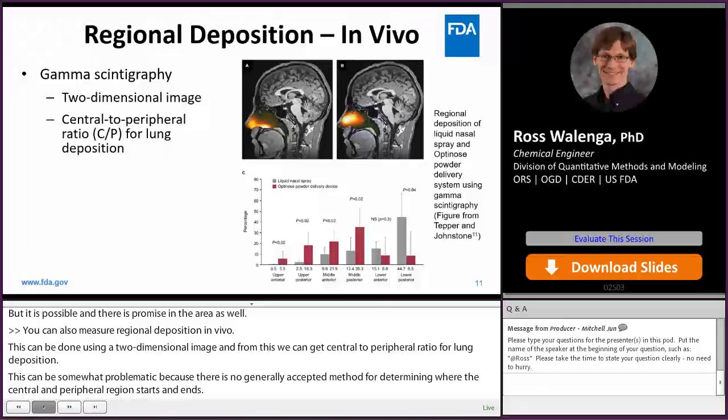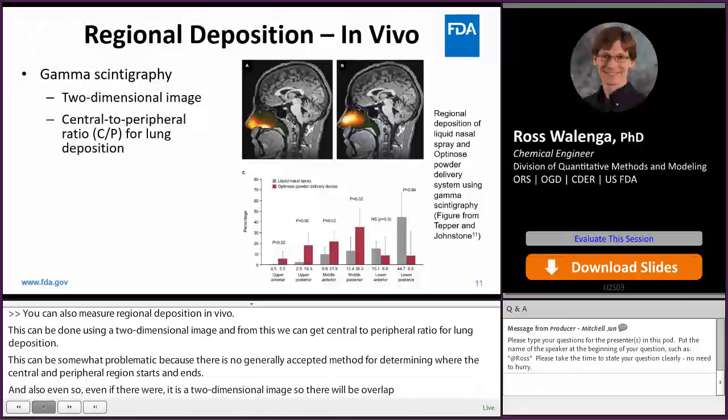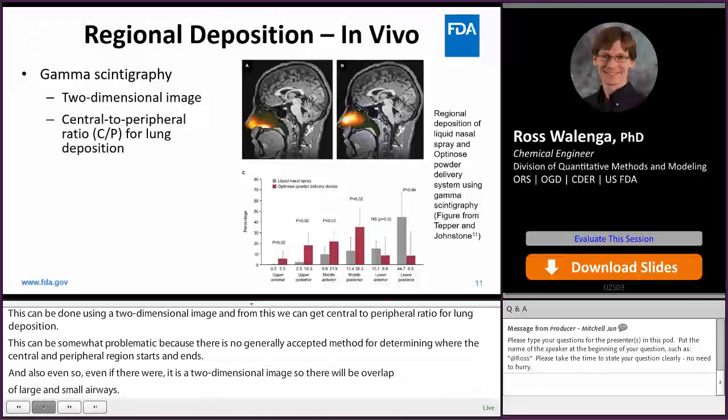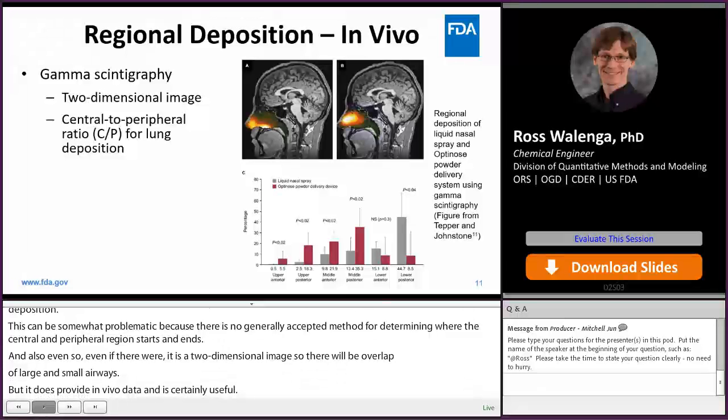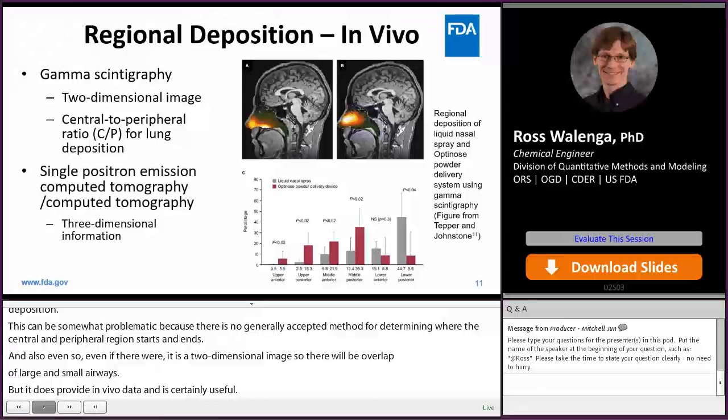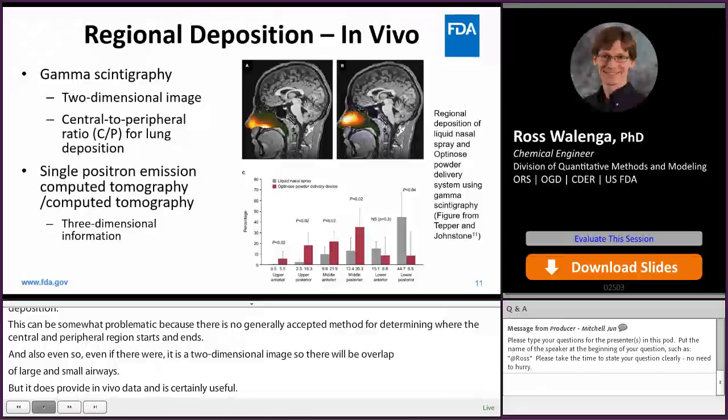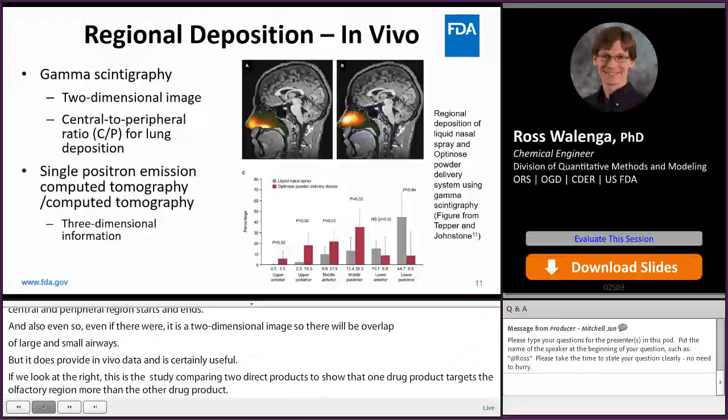If we look at the image on the right, this is a gamma scintigraphy study, and it was comparing two drug products to show that one drug product targets the olfactory region more than the other drug product. Another method is single photon emission computed tomography, or SPECT, and may be combined with computed tomography, or CT, as SPECT-CT. This can provide three-dimensional information, so this is certainly a promising technique as well.